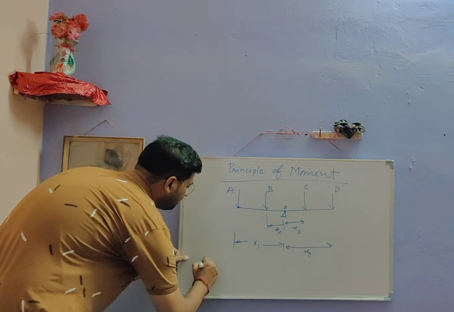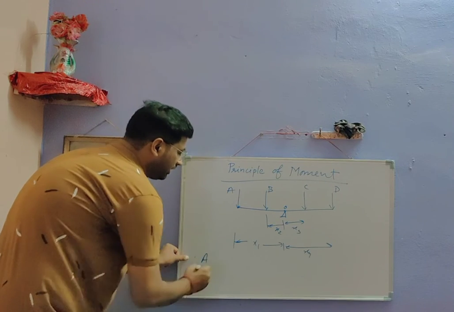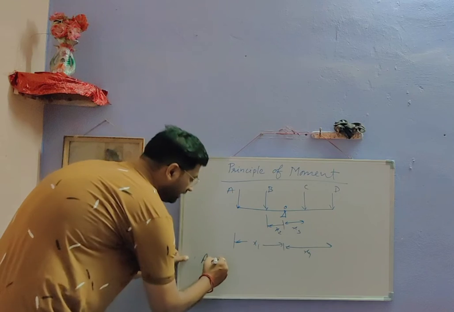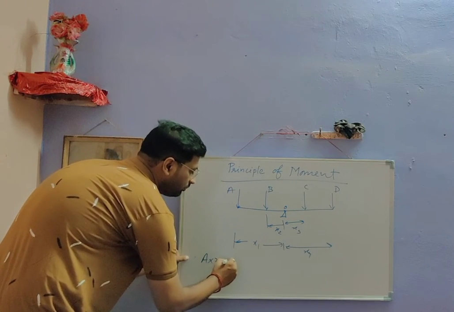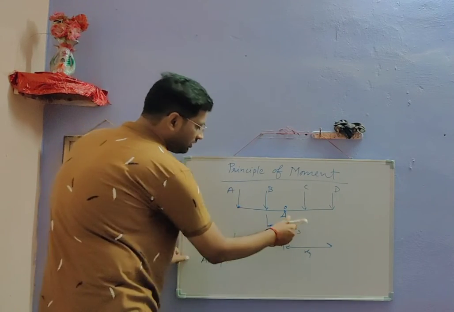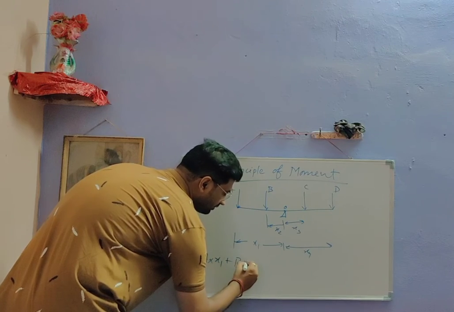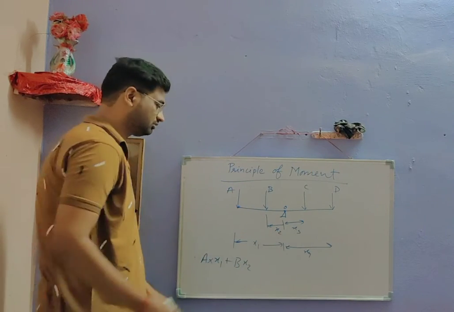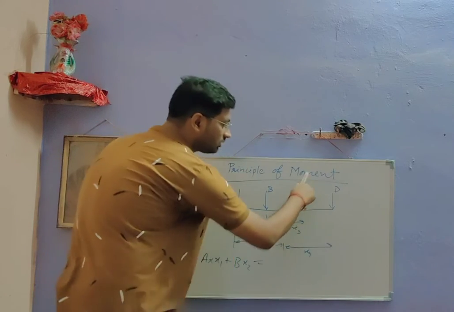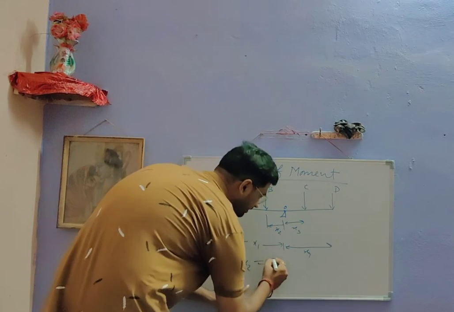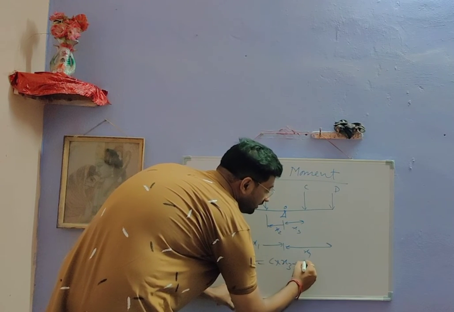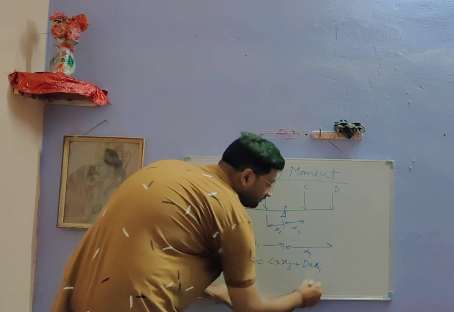to get? Force into perpendicular distance: A into x1 plus B into x2. This is the anti-clockwise moment, which is equal to the clockwise moment, C into x3 plus D into x4.